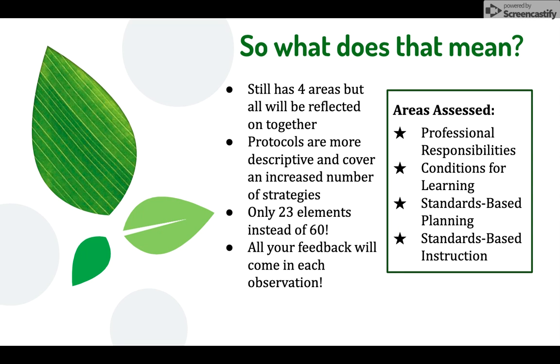There are still 4 areas in iObservation, and they're listed here on the right of the screen. The elements, there used to be 60 different elements, and now that's been reduced to 23, a lot of, as I said earlier, condensing. And your feedback, I'll say more about this later, but it's all included in an observation rather than being spread out across the year and across different types of observations.